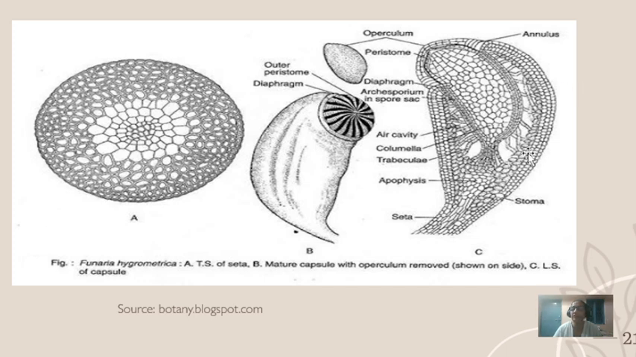So this is the structure of the capsule, where this is the seta, this is the apophysis, the middle part, the columella, we call it, then the air cavities are present. The center part is known as the columella, and this is the spore sac inside which the spores are present, and these are being dispersed by the peristomial teeth, which are present here on the upper part with the annulus-like structures.